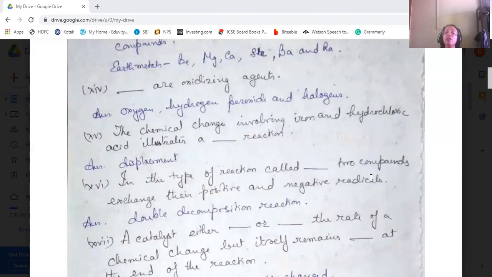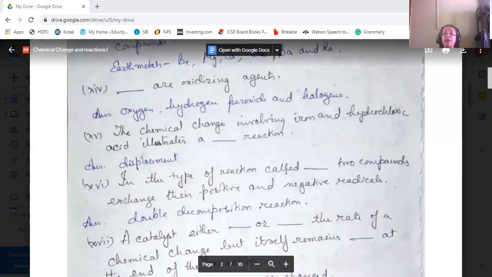Then, in the type of reaction called dash, two compounds exchange their positive and negative radicals. When two compounds exchange their positive and negative radicals mutually, that is known as a double decomposition reaction.